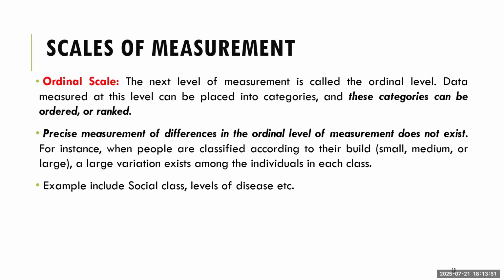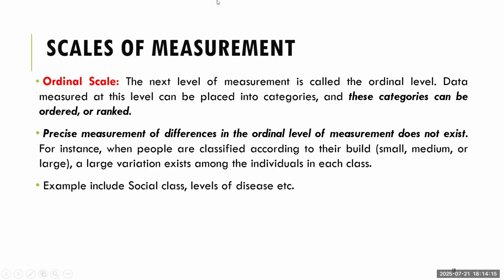We know that one comes before the other. So there's some form of order, a form of ranking. We know that someone who has a tertiary level of education is higher than somebody who has a primary level of education in that context. What it doesn't tell us is to what degree one level or category differs from the other. We cannot get that.